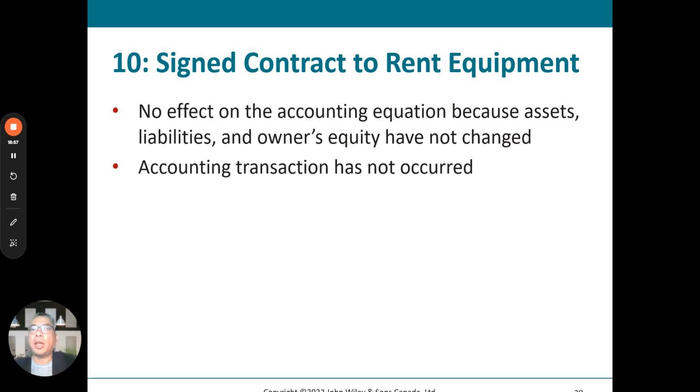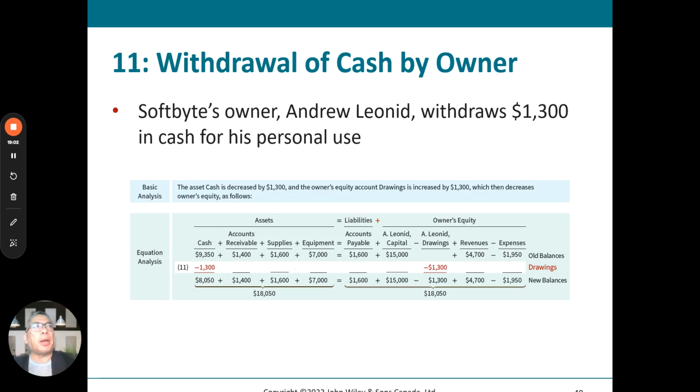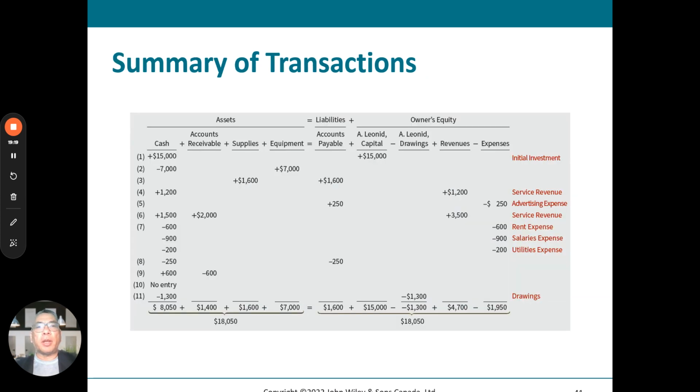Number 11, SoftByte owner Andrew Leroy withdraws 1,300 in cash for his personal use. So what happens? You're going to withdraw cash, minus 1,300, and you're going to have minus 1,300 in the drawing at the same time. So that's number 11. In total, we're going to get a summary of payment here, all the detail like this, detailing number 1 to number 11, which are all of the transactions.